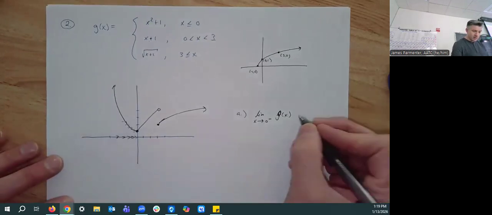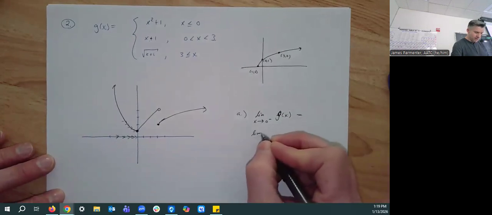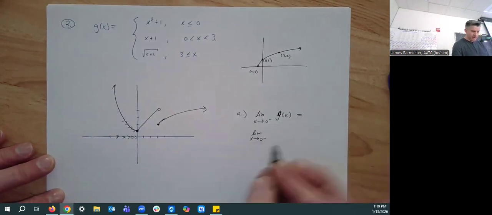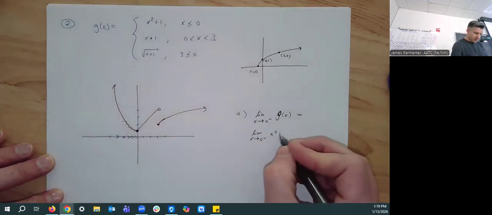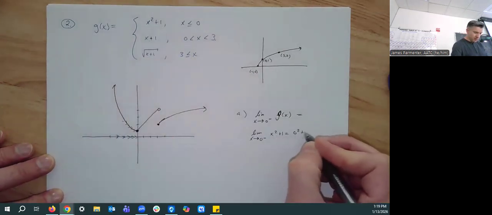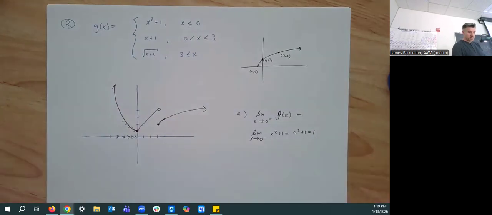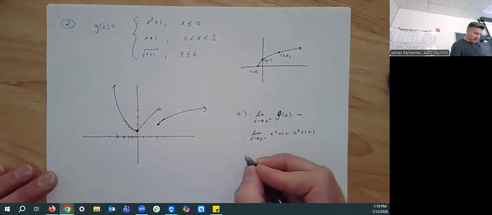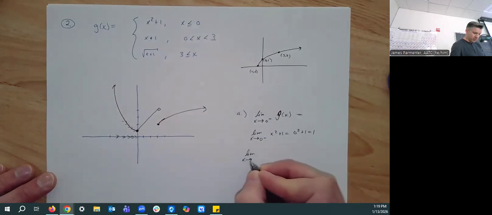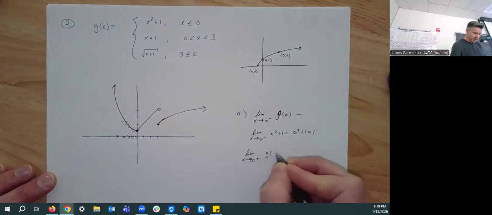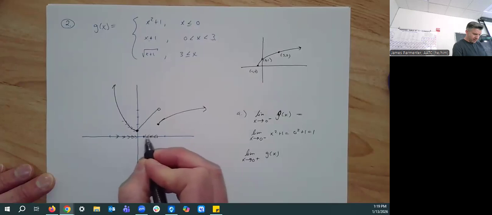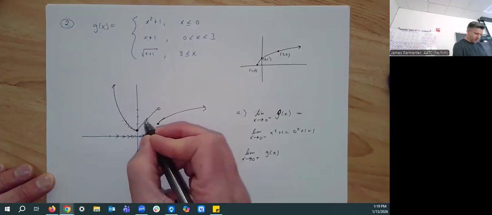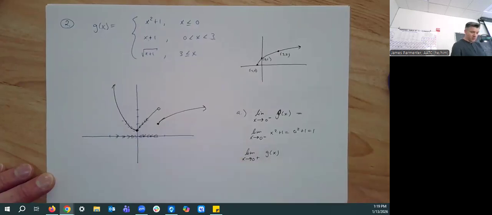Or you could just use the piece of the function that g of x is when x is less than 0. That's this piece here. And then you can substitute in 0 and get 0 squared plus 1, which is 1. Similarly, if we take the limit as x approaches 0 from the right-hand side of g of x, that means we're approaching now 0 from the right. And we can see that the y values or the function values are also getting closer to 1.